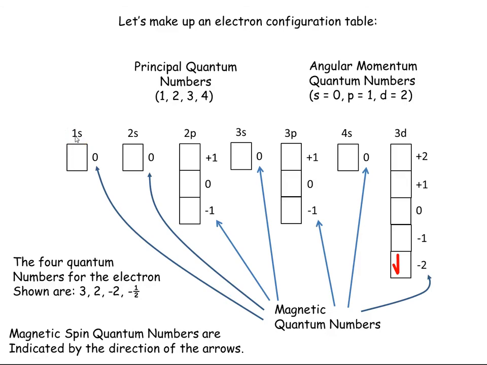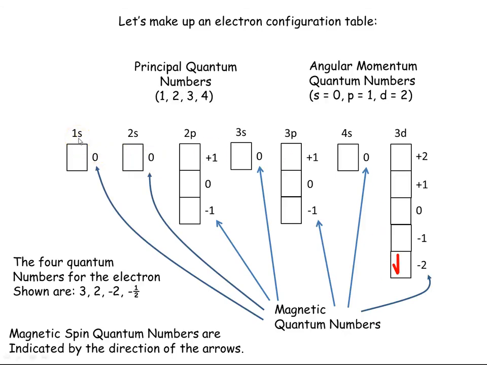Angular momentum quantum number is always going to be 0. Magnetic quantum numbers, remember, negative to positive, but it's 0. So there's your 0. And then the magnetic spin quantum number is indicated by the direction of the arrow, which represents your electron. Okay? This is all about patterns. Notice the patterns.